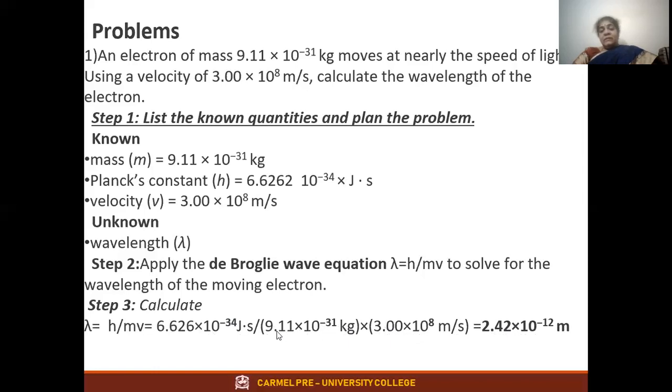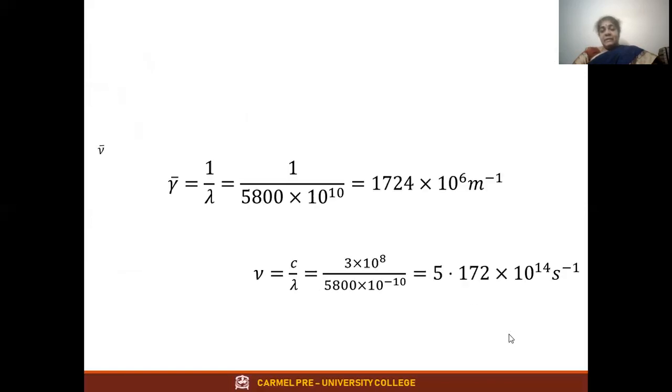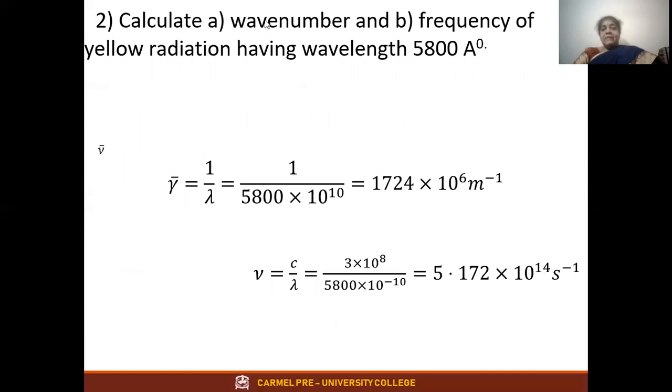One more thing I need to tell you, in your PU classes, you can use calculators, not scientific calculators, ordinary calculators. So students, please solve this using an ordinary calculator. So how do you normally solve a problem? List out the quantities given, plan the formula. What do you need to find out? Write down the unknown quantity, apply the formula, substitute all the things given and find out the final answer you need to calculate. Okay. Next, calculate the wave number and frequency of radiation having wavelength 5800 Armstrong.